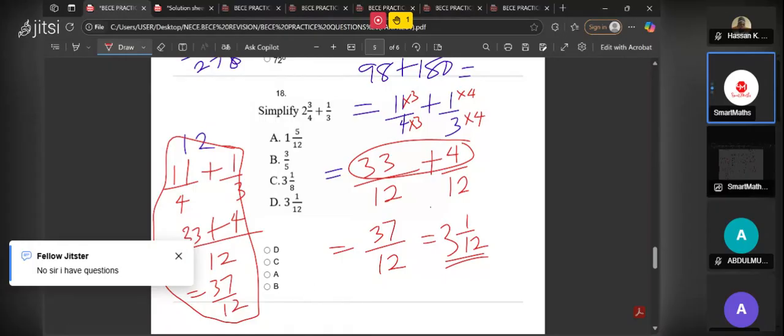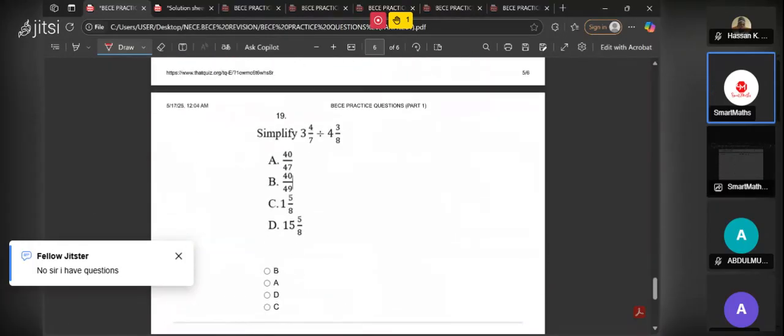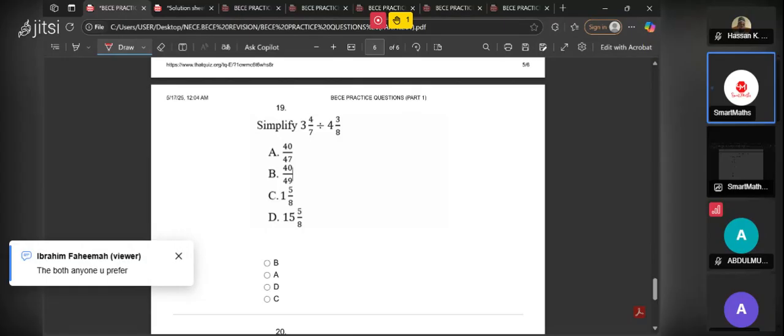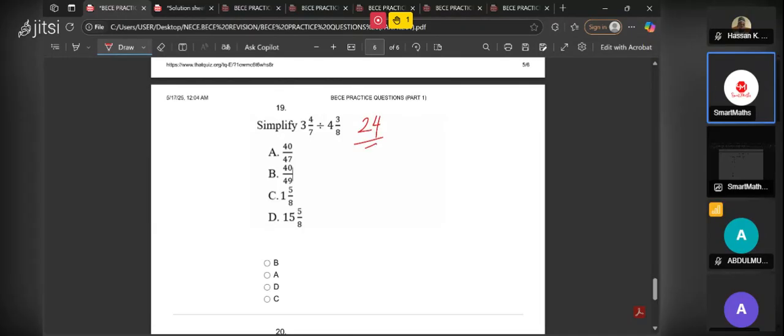Okay, next question, question 19. This is division of fractions. In division of fractions, you cannot divide straight. So what you're going to do is change this one to an improper fraction. 3 times 7 is 21, 21 plus 4 is 25. That will be 25 over 7 divided by 4 times 8, that is 32, 32 plus 3 is 35 over 8.